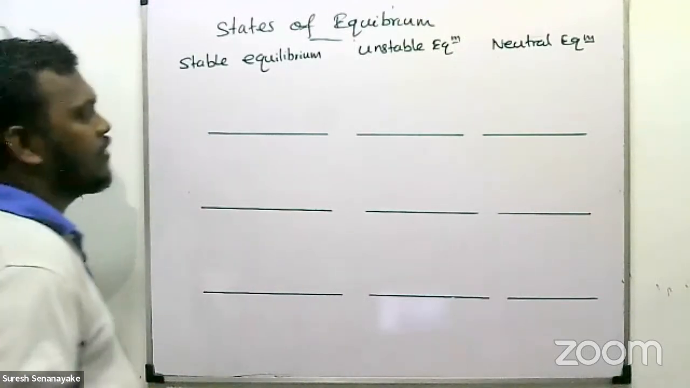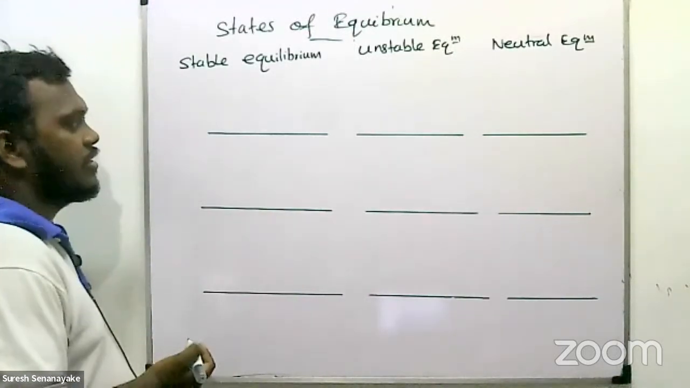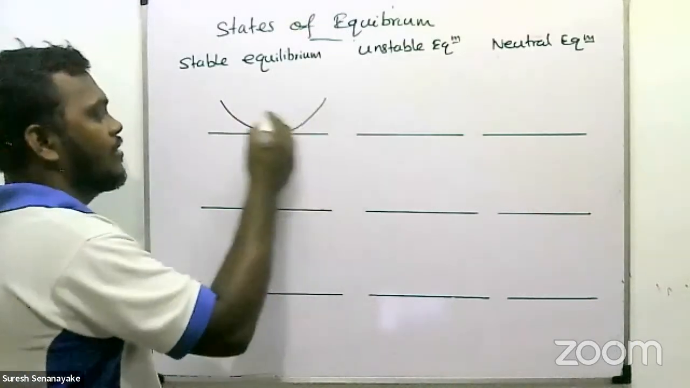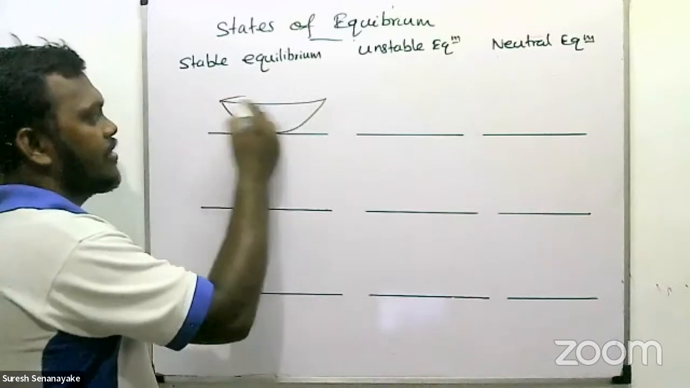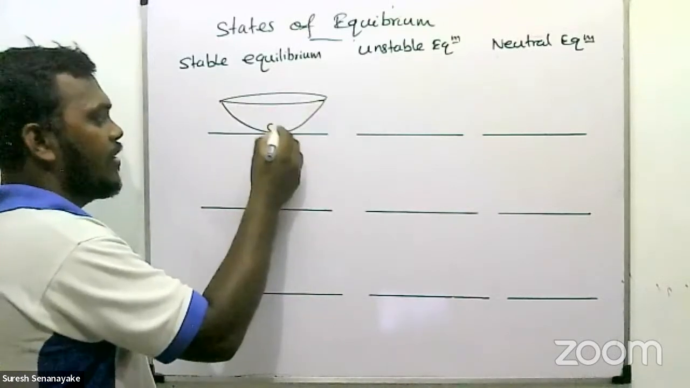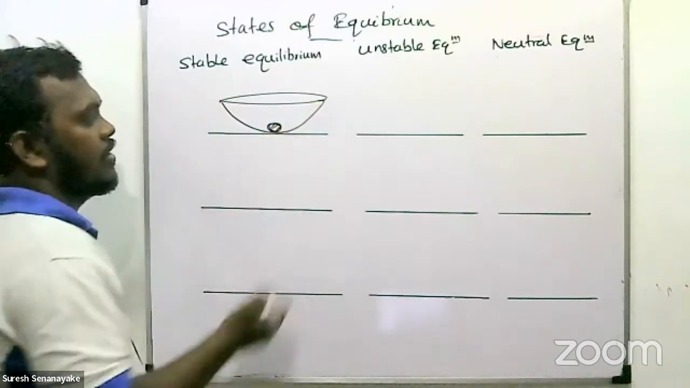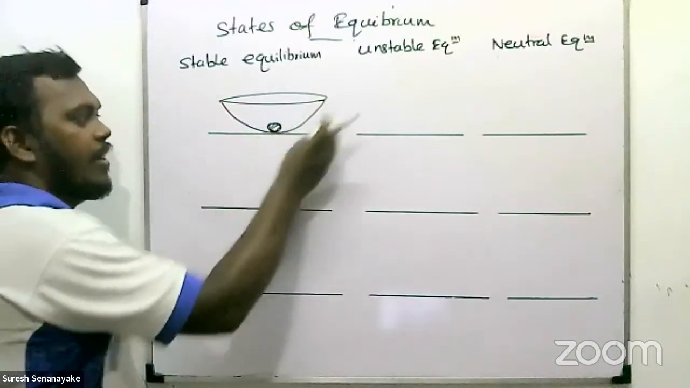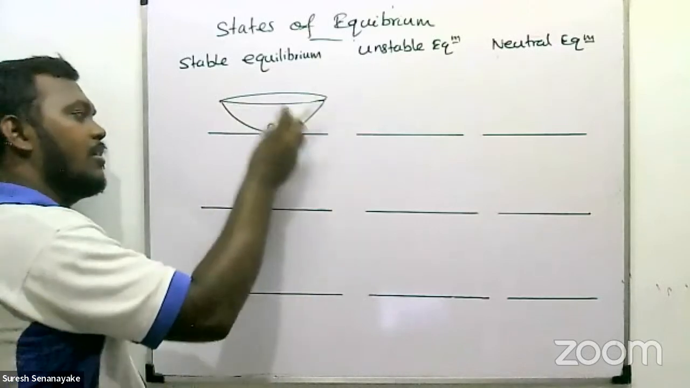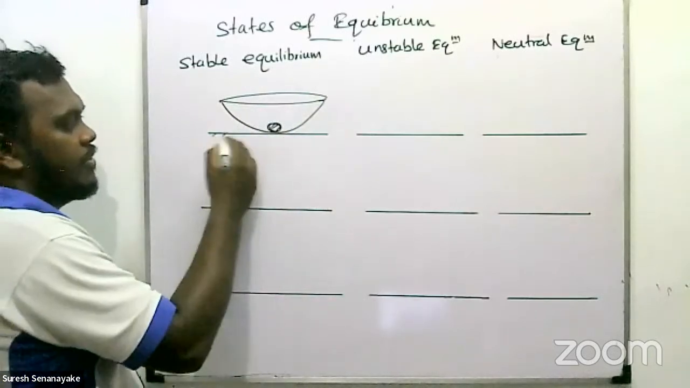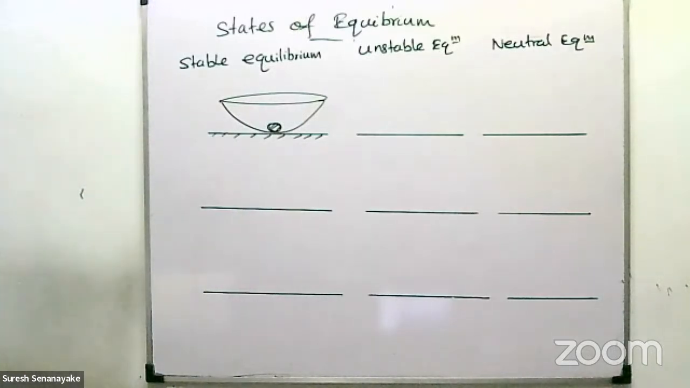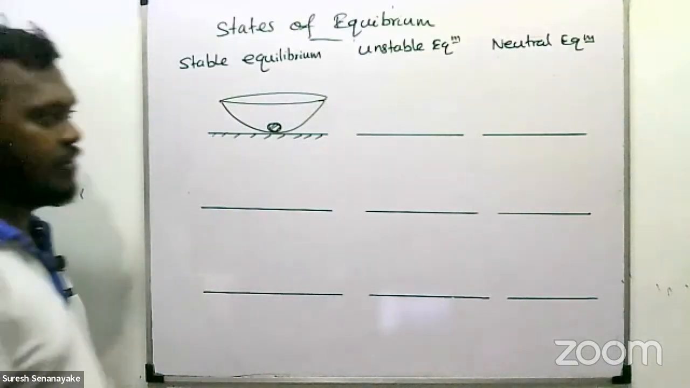Then we can draw like this. If we consider a ball at the bottom of a bowl, right? This is a ball. The ball is at the bottom of that. If you slide this, the displacement goes up and then it comes back to the initial position and regains equilibrium, right? So this is stable.